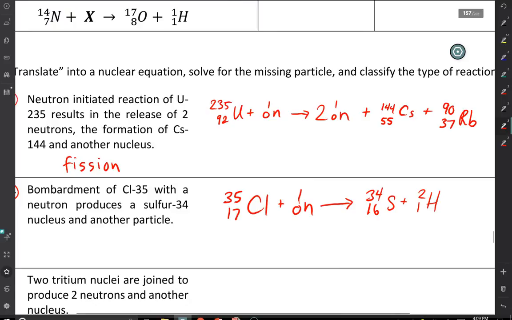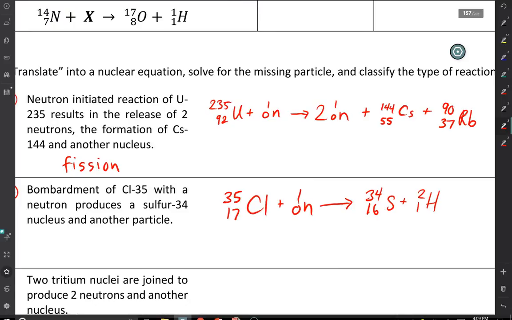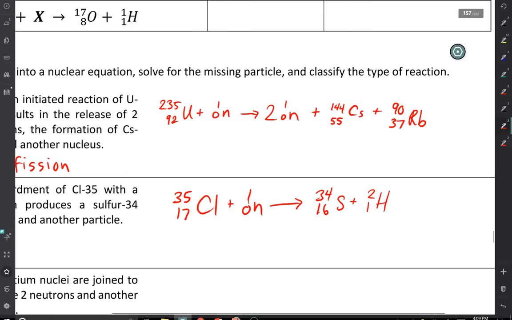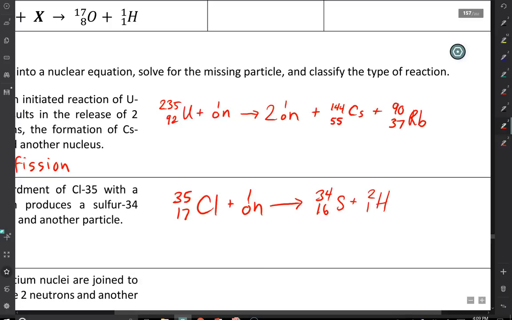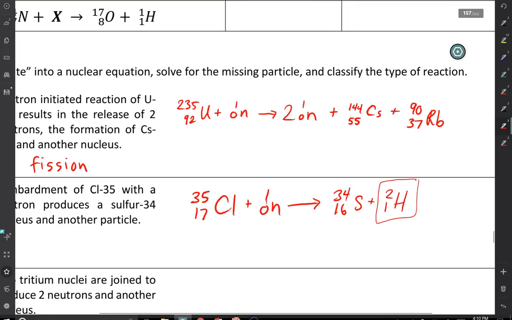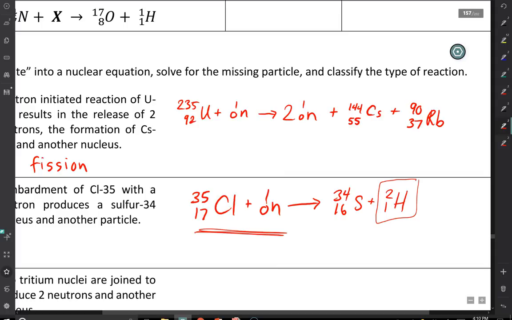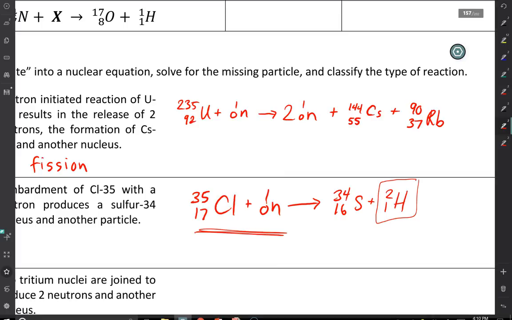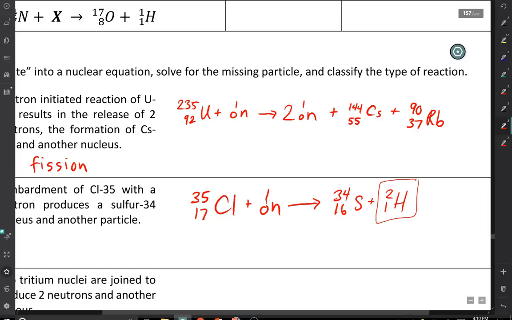All right, I've got letter B up there right now. Bombardment of Cl-35 with a neutron produces a sulfur-34 nucleus and another particle. So there's my chlorine-35. I'm hitting it with a neutron. I'm producing sulfur-34. Sulfur always has 16 protons in its nucleus. Therefore, my missing particle must be an isotope of hydrogen, deuterium. As far as classification goes, I can safely say this is not natural transmutation because I've got two reactants. We know that natural transmutation usually just has one. So I know it's some sort of artificial transmutation.